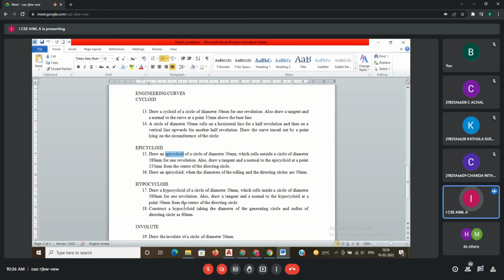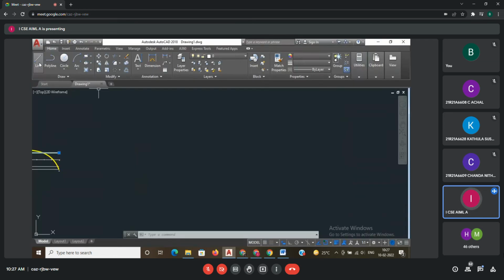Just they said draw a curve, the circle of diameter 50 mm, which rolls outside. You have to consider this point, outside or on the other circle. If you got this kind of sentence, that is epicycloid. Now outside means one diameter is 50, another diameter is 180. Two diameters you got. For that, what will I do?